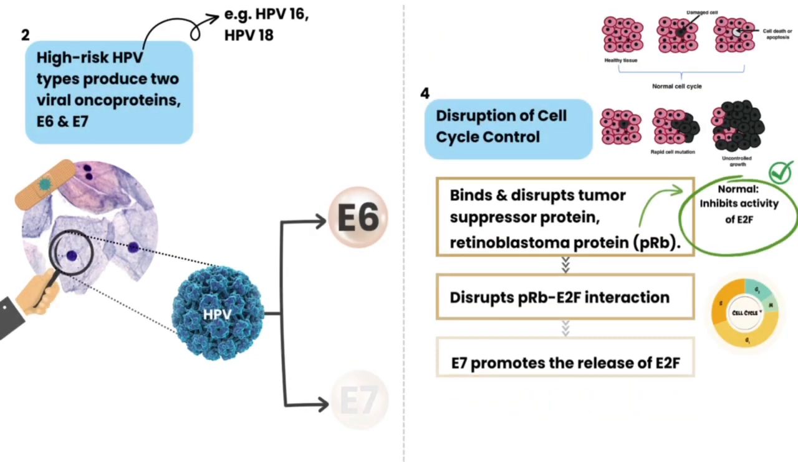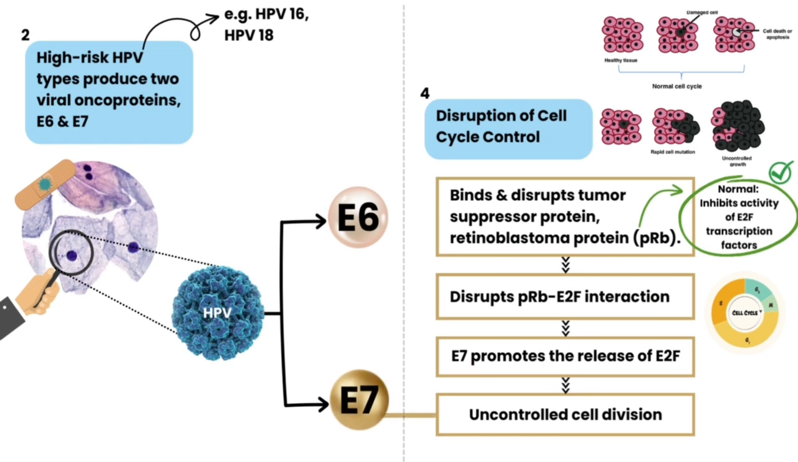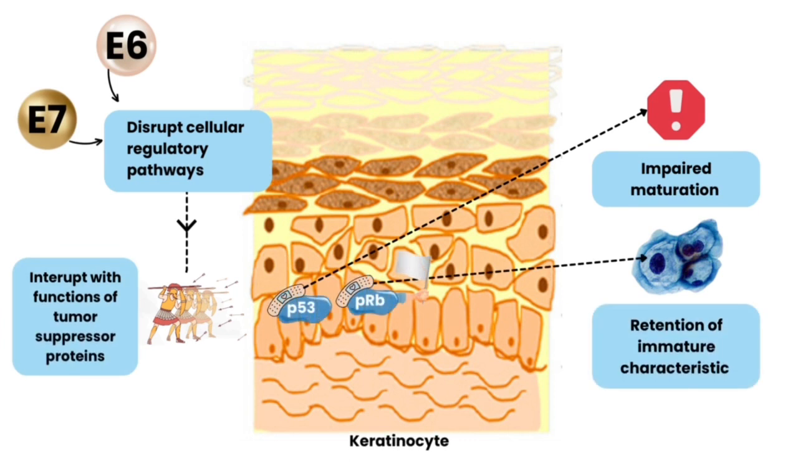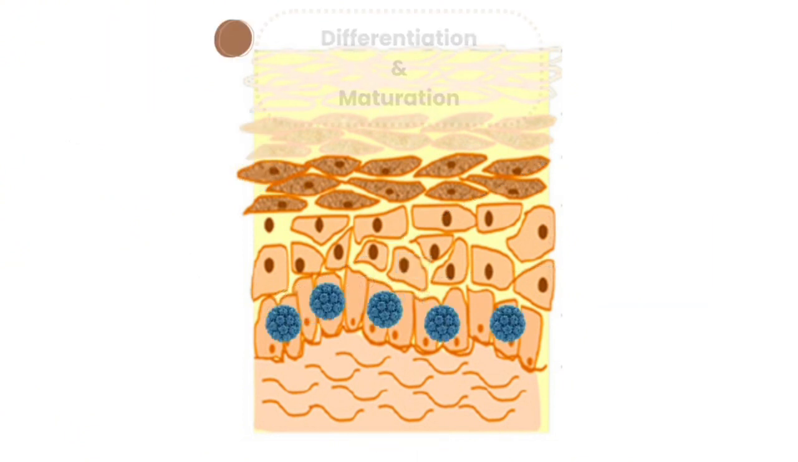For oncoprotein E7, it binds and disrupts the function of pRB, the retinoblastoma protein. Normally, pRB inhibits the activity of E2F transcription factors, which are critical regulators of cell cycle progression and differentiation. E7 then promotes the release of E2F, allowing for uncontrolled cell division and potentially affecting keratinocyte differentiation. As a result, HPV-infected keratinocytes may retain immature characteristics and fail to properly mature into fully differentiated cells, which brings us to the second stage, differentiation and maturation.